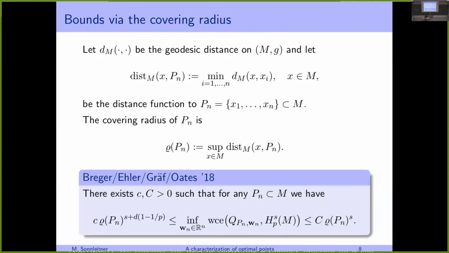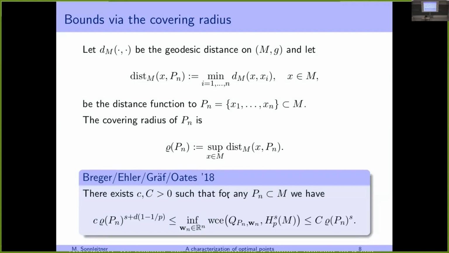There's a complementing result, also with Krieg, and then we can get the lower bound, which extends previous results from the sphere, where we have an order in the covering radius of s plus d and some additional factor depending on p. And if we consider a covering radius which gets very small, we lose something here. And this is already also sharp. So in general, this cannot be improved. And it seems that the covering radius is not the right quantity to measure the quality of point sets for numerical integration.